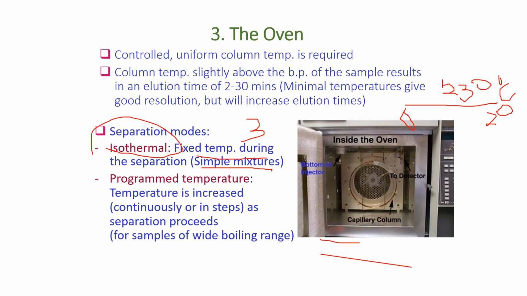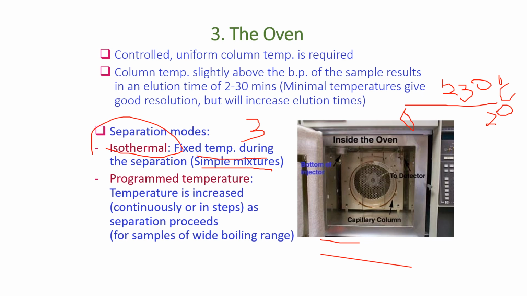Basically it's a complex mixture. So what is the meaning of complex mixture? I can say anything more than 3 and up to hundreds of analytes. So we do have samples that contain hundreds or 200s of analytes. And how do we do that using only the same temperature from the beginning?